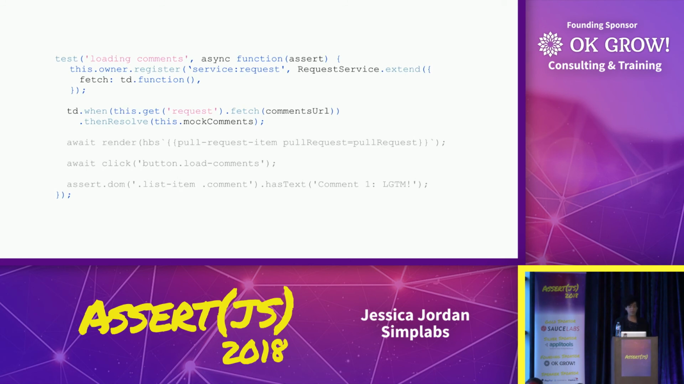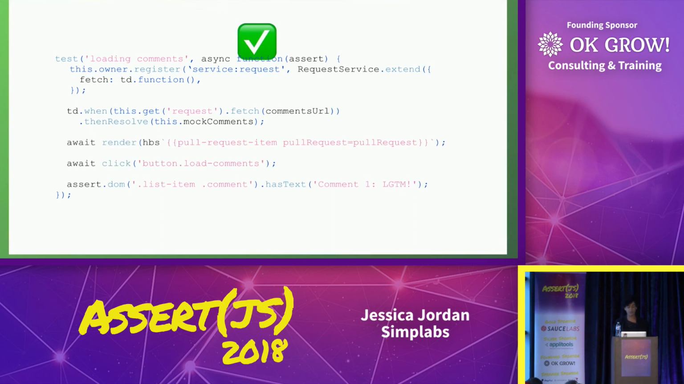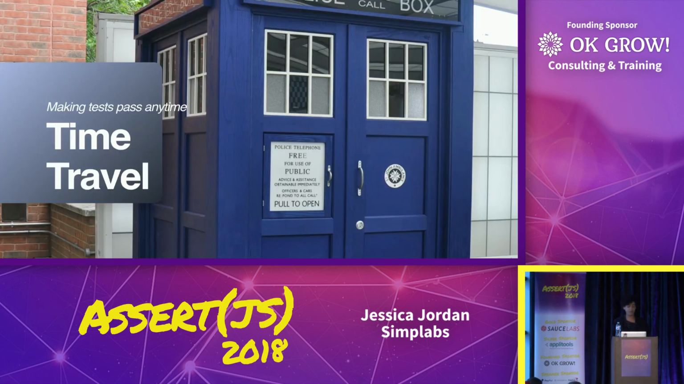And then in our test case itself, we can register the service, and then using td when then resolve, we make sure that any time this request fetch method is called, instead of making the real HTTP request, we resolve with a list of mock comments that we have created. Once we do that, we can make sure that, first of all, the promise resolves immediately, but also that we avoid any real HTTP requests in our testing environment. This is quite nice, works very well, and I can highly recommend it.